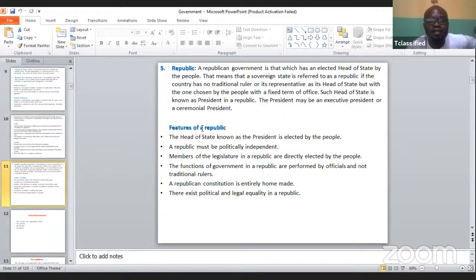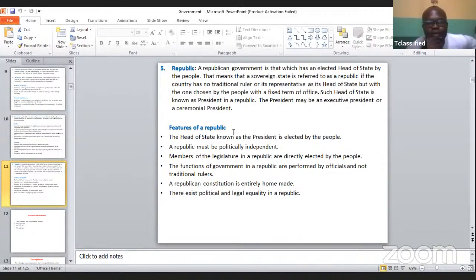So finally, we also have a form of government known as republic. Very important. The republican government is that which has a head of state elected by the people. This means that the sovereign state is referred to as a republic if the country has no traditional ruler or representative as its head of state, but one chosen by the people, with a fixed term of office. Such a head of state is known as the president in a republic. The president may be the executive president or the ceremonial president. So a republic is as opposed to monarchy.